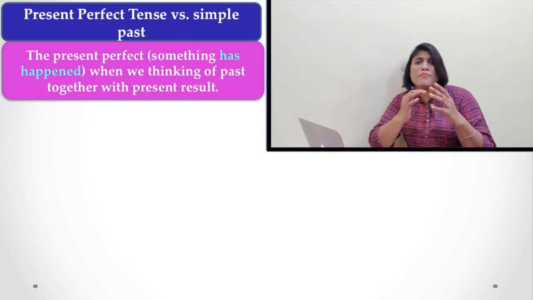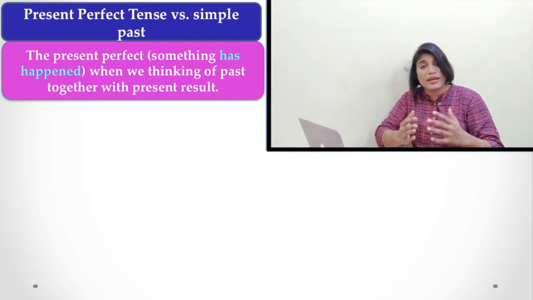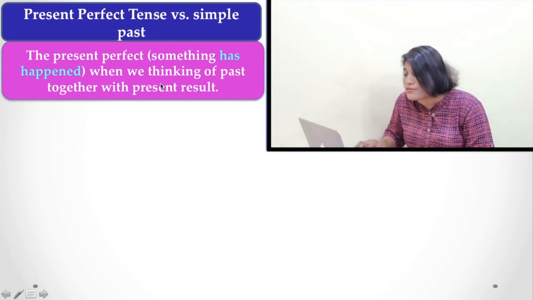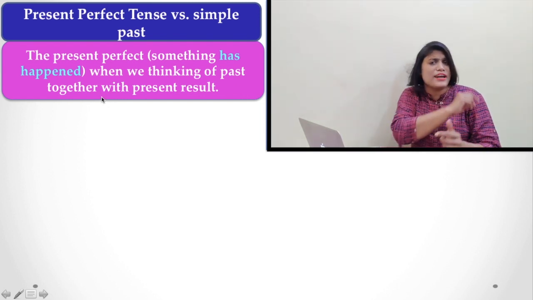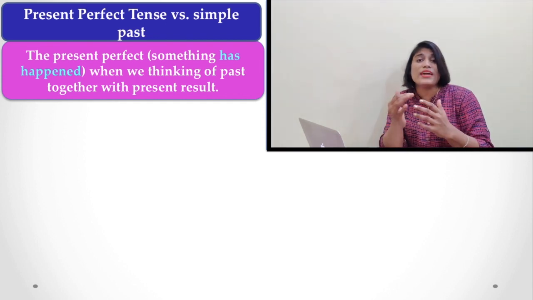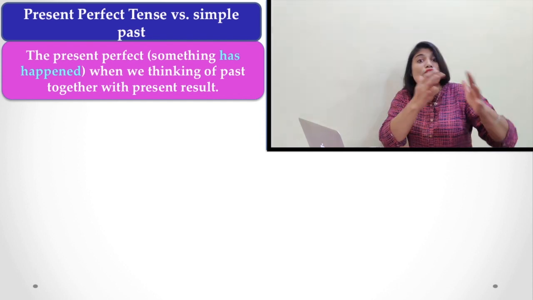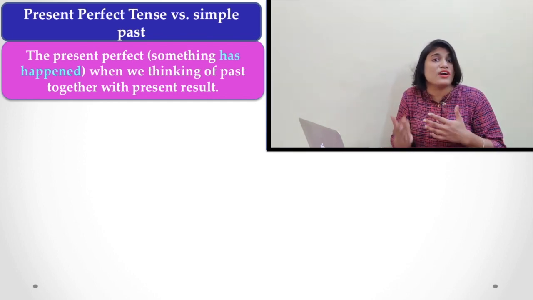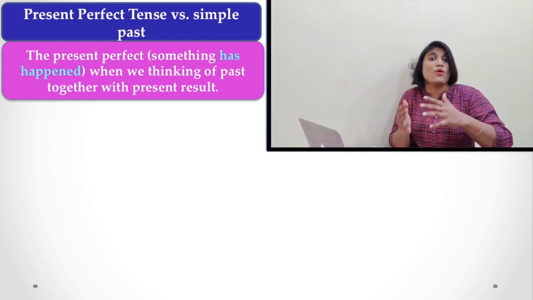Here, the main point is that we use simple present perfect tense when we are talking that something has happened and we are thinking of past together with present. This is very important. In case of simple present perfect tense, we actually think of past, but we are thinking of past together with present, and its effect on present. We are actually talking about the effect of that thing of the past in your present.